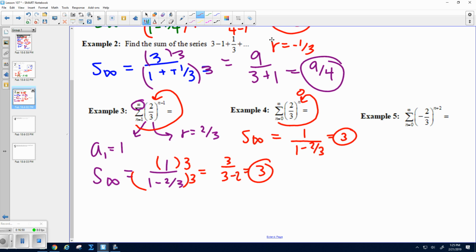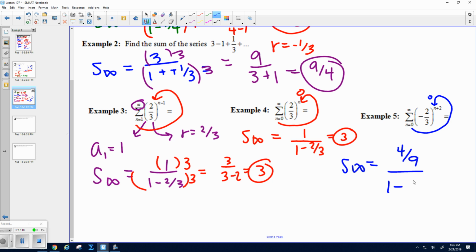Okay? And my next one, again, it starts at 0 and it goes to infinity, so I still am finding an infinite series. But for my first term, plug in 0. So if I plug in 0, I have a 0 plus 2, and so I'm squaring it. So what's my first term? It is 4/9. Good. It's in parentheses, so you're squaring out the negative, and you get 4/9.